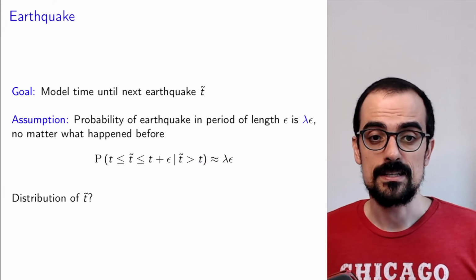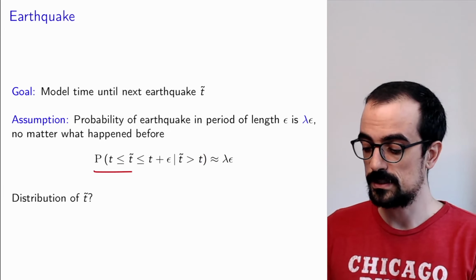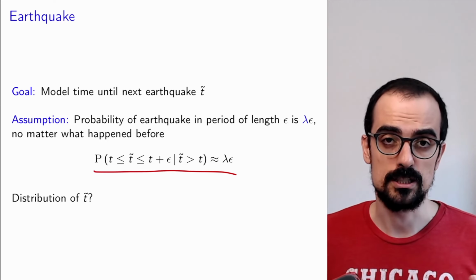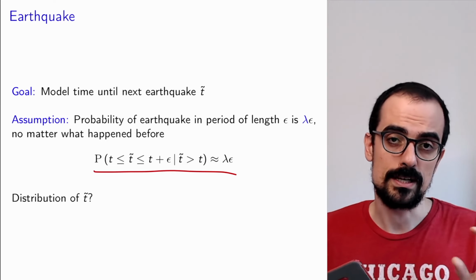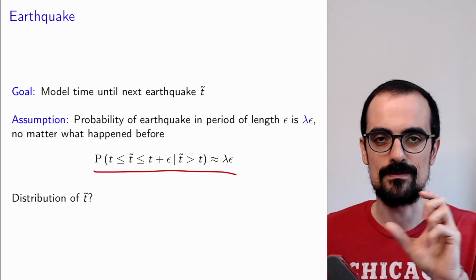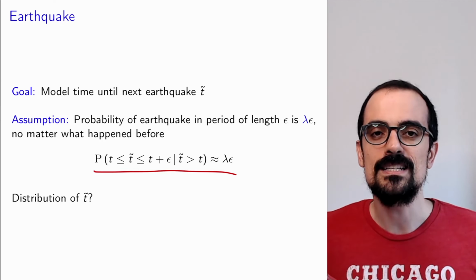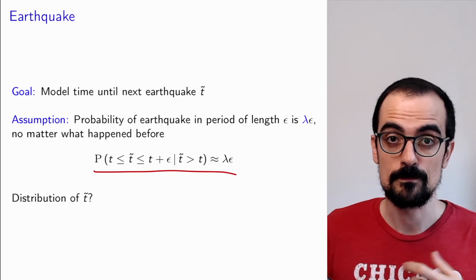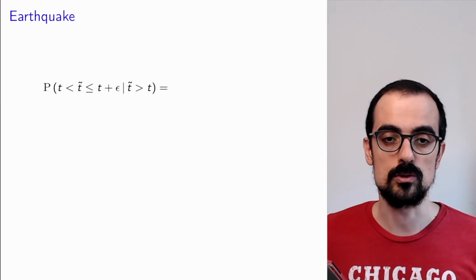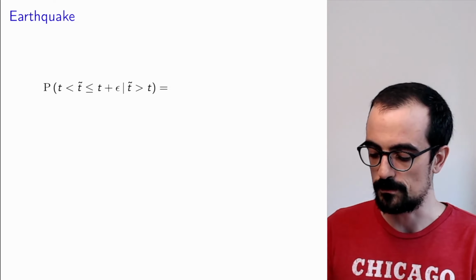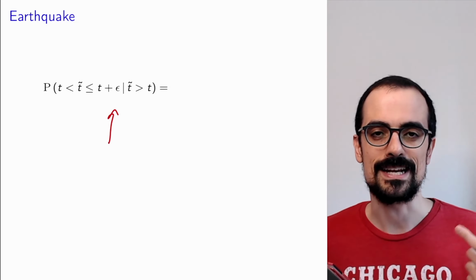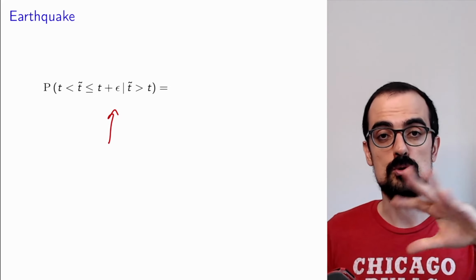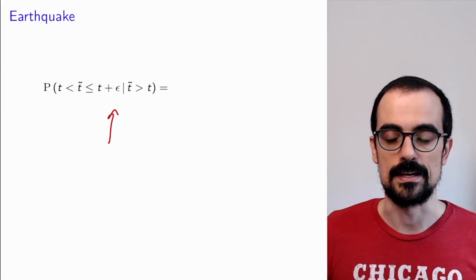Now, what we ask is, if this holds, what does the distribution of t look like? In general, when we derive the distribution of a continuous random variable, we can choose whether we want to derive the CDF or the PDF. It's often easier to derive the CDF because it has an interpretation in terms of a probability. So that's what we're going to do now. We're going to try to transform this conditional probability into an expression that depends on the CDF of t, and then we'll use that to try to derive the CDF.